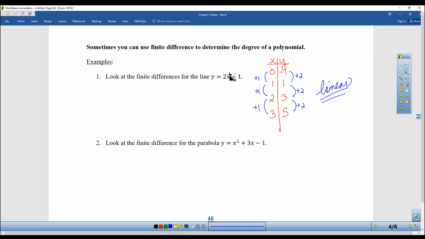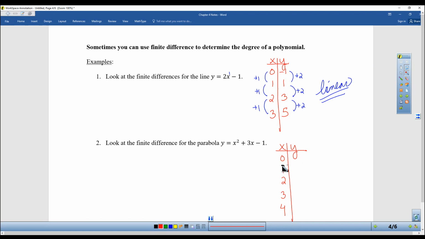Okay, which it is. It's x to the first power. So this goes up by the exact same amount every single time. For a parabola, it does something similar. Again, in order to actually compare it, I need x to go up by the same number each time.